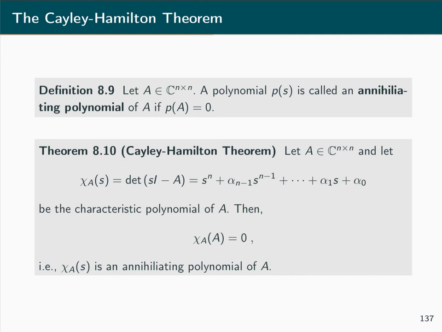With this definition, the statement of the Cayley-Hamilton theorem is actually quite simple. It says that any square matrix A satisfies its own characteristic polynomial. Or, in other words, the characteristic polynomial of A, chi_A of s, is an annihilating polynomial of A in the sense that chi_A of A equals the zero matrix. At this point, it should be emphasized that the Cayley-Hamilton theorem is an extremely powerful theorem that we will use a lot in the rest of this course.